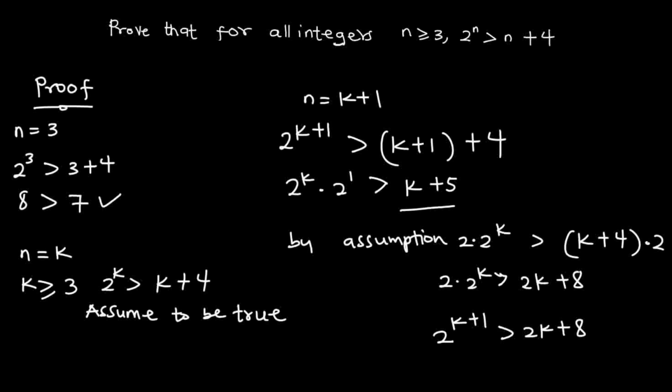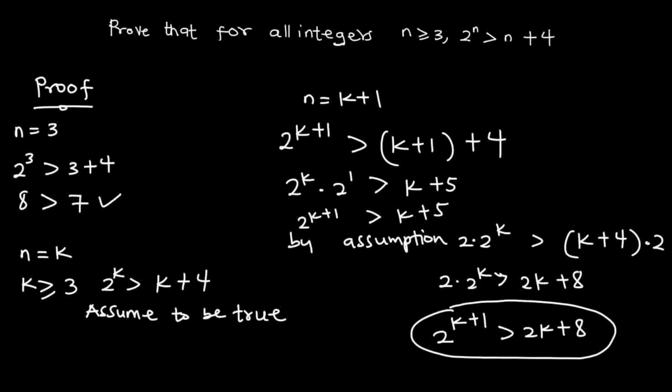Let me write this here. So this will become 2 to the power of k plus 1 being greater than k plus 5. Now when you look at this side here, we already know that 2 to the power k plus 1 is greater than 2k plus 8. And looking at this side here also, we don't know yet. So you are yet to prove whether the value on the left hand side is greater than the value on the right hand side.